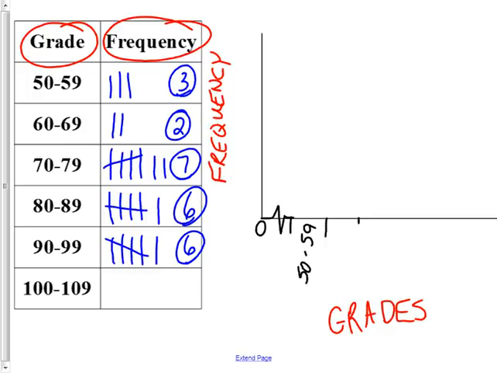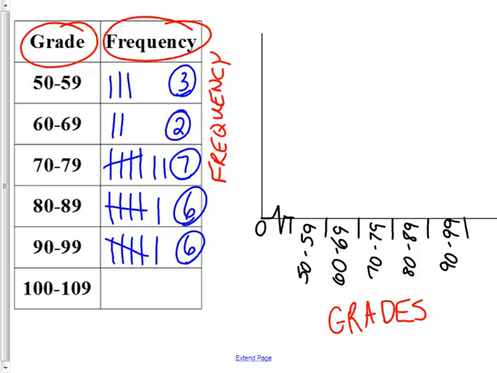And our second interval is going to include grades that are from 60 to 69. Our third interval is going to include grades from 70 to 79. Our fourth interval is going to include grades from 80 to 89. And our last interval is going to include grades that are from 90 to 99. Now remember, I want to point out to you that each of my intervals has to be the same size.